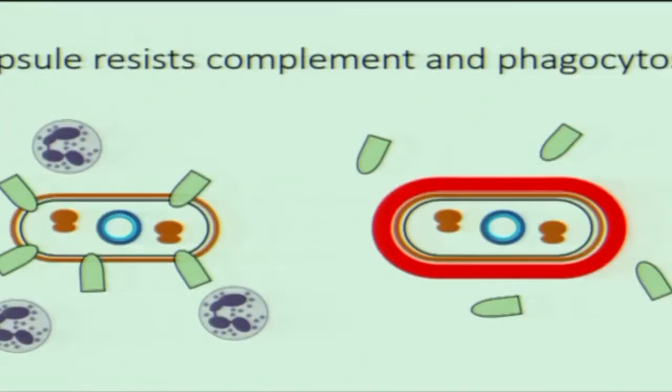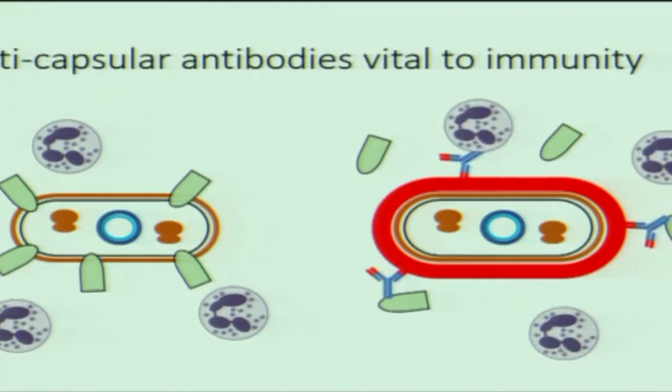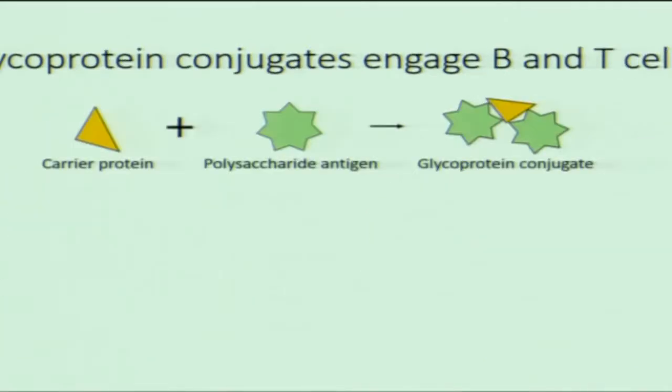So you'll recall that the polysaccharide capsule evades our immune system by resisting complement and phagocytosis. And so we require anti-capsular antibodies to engage these arms of the immune system in order to eliminate these infections. So in order to generate these anti-capsular antibodies through a T-dependent mechanism, this is the rationale for glycoprotein conjugate vaccines.